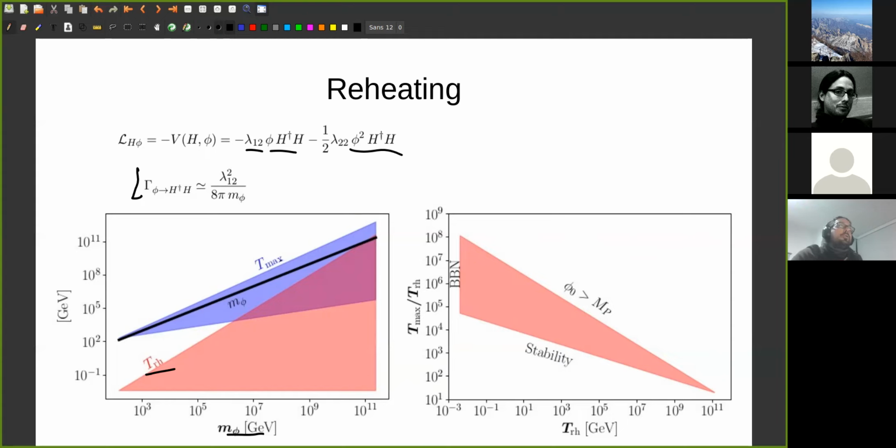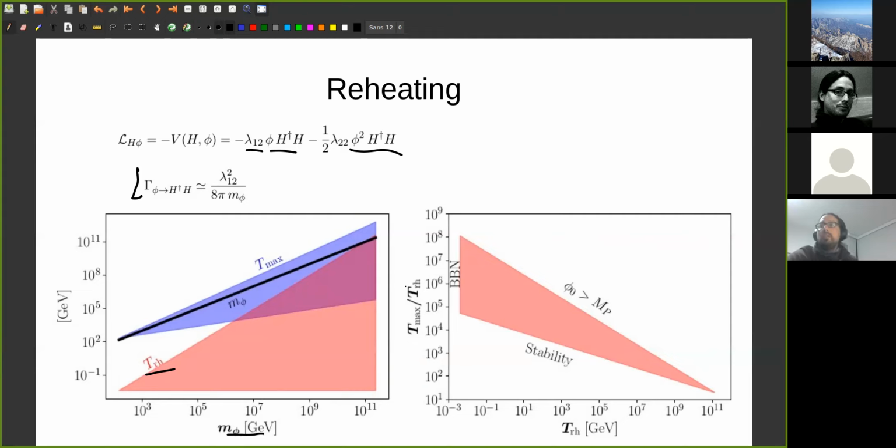So the standard model thermal bath could reach a temperature much higher than the reheating temperature, right? Here you can see that both T reheat and Tmax could span over several orders of magnitude, as a function of inflaton mass. And here on the right, I'm showing you a plot of the ratio Tmax over T reheat.